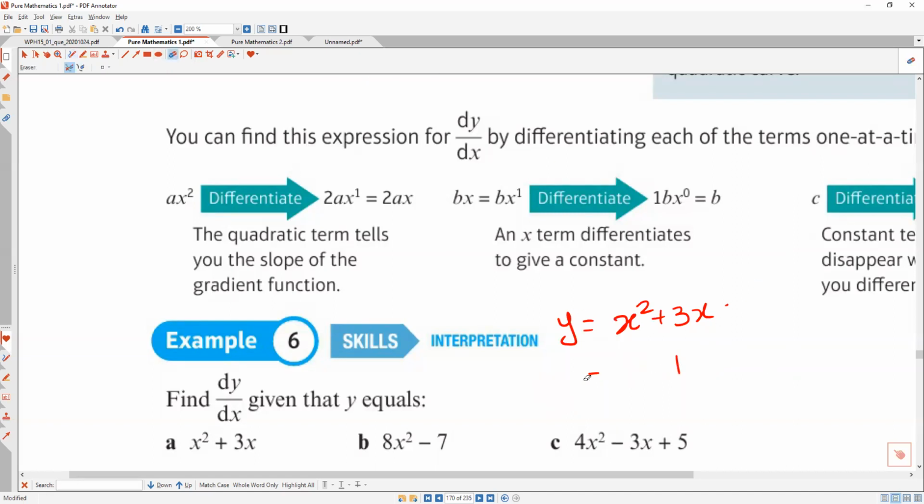Now let's go to the b part. Mehak, please let me know if I'm going too fast. Nafisa, same to you.